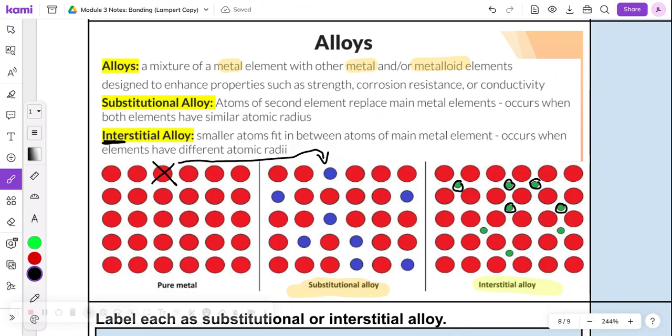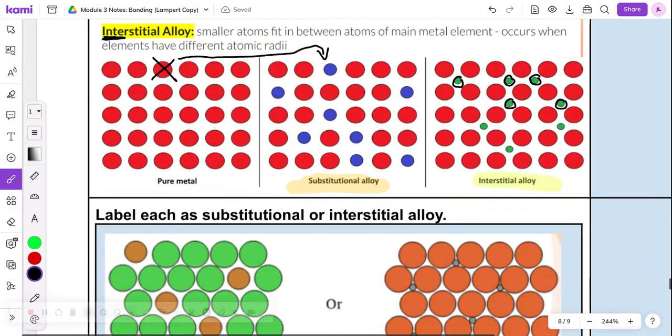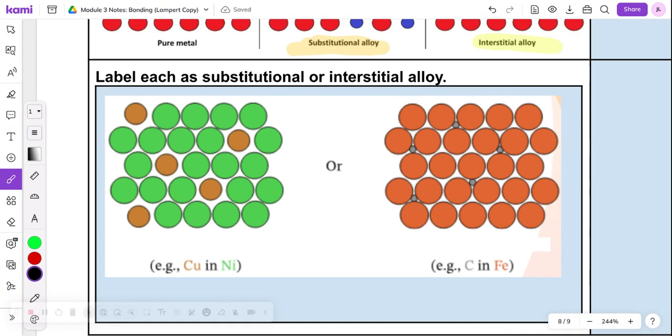Now, for this class, you need to know how to identify types of alloys based on some image. So for example, here, I want you to try and label each one as a substitutional alloy or an interstitial alloy. So go ahead and try that, pause the video now, and when you're ready, go ahead and hit play.